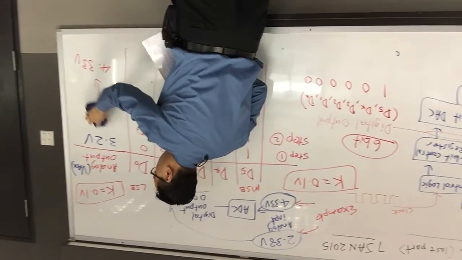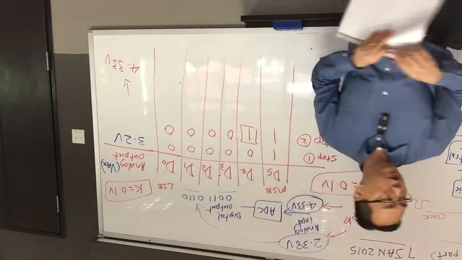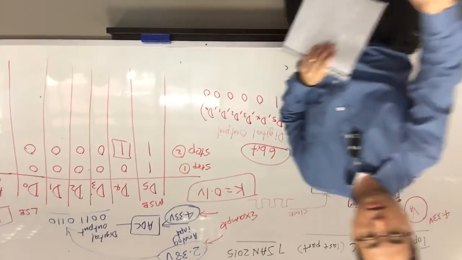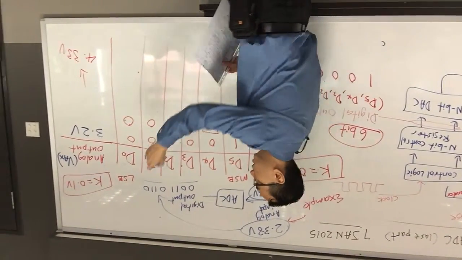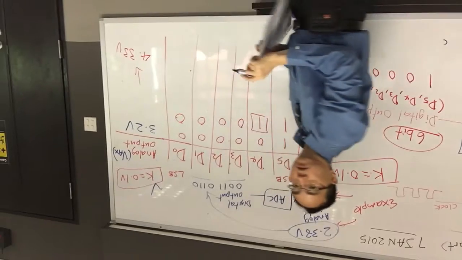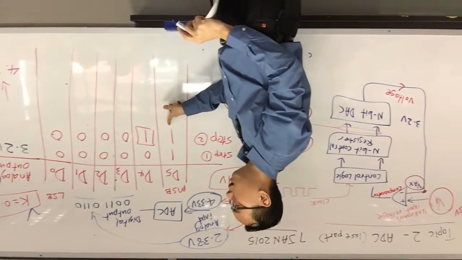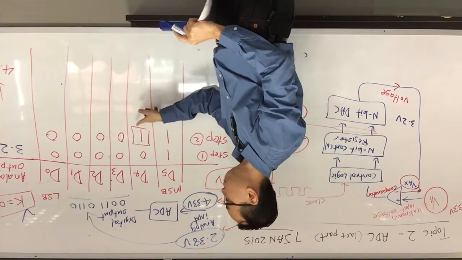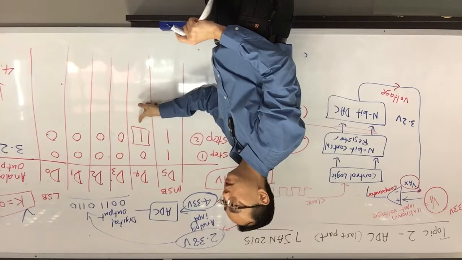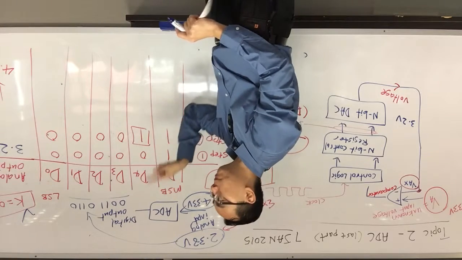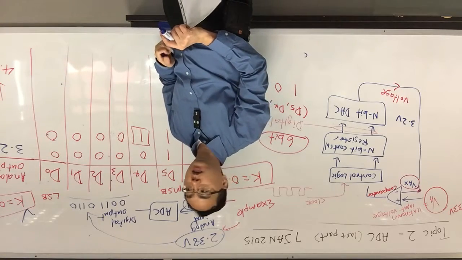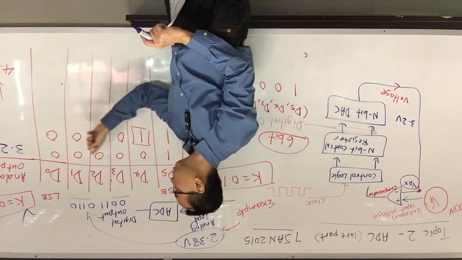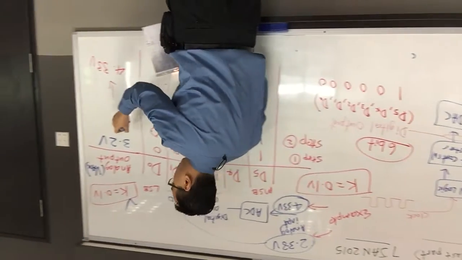So can you please tell me what is this? 4.8, very good, thank you. How to get 4.8? 2 to the power of 5 plus 2 to the power of 4, multiplied by the K, because the K is given, right? So you will get 4.8.